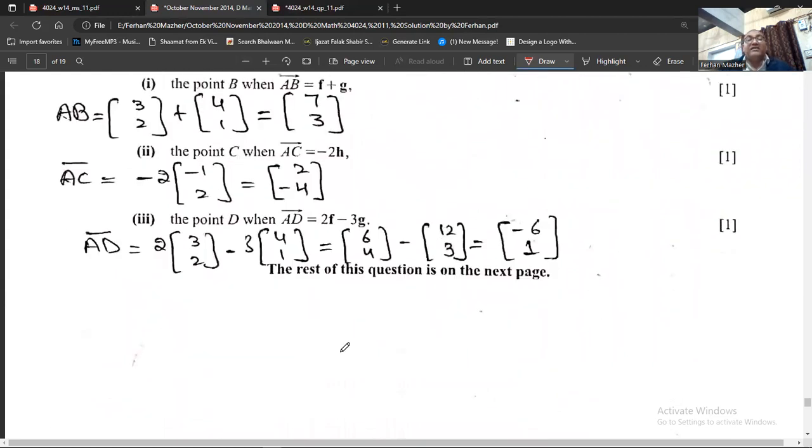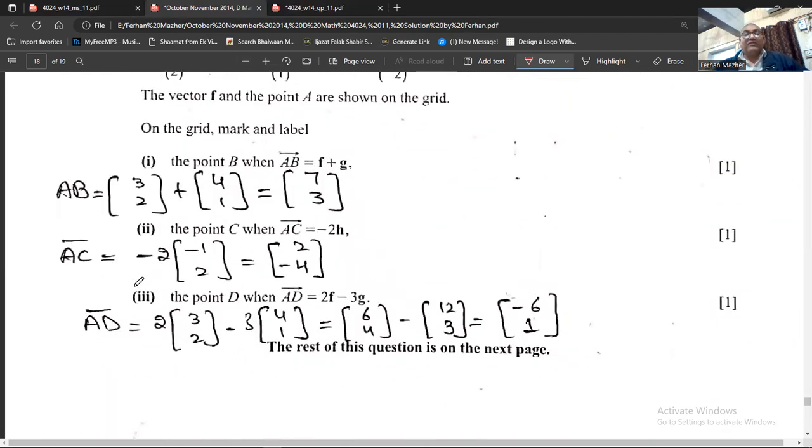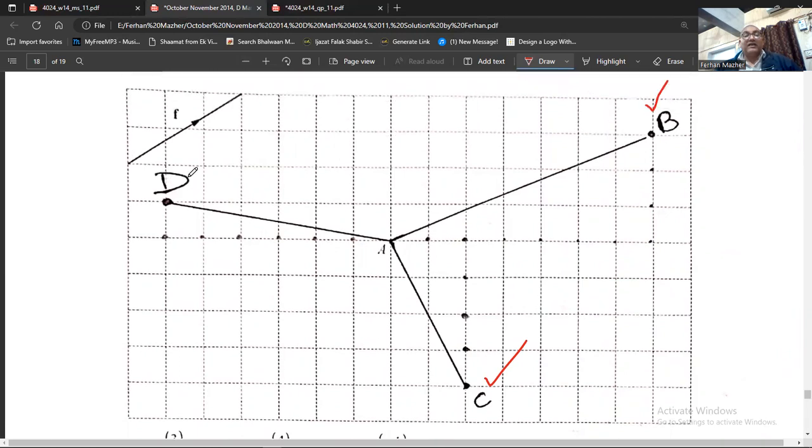Then we have the point D when AD is 2F minus 3G. So AD will be 2 into (3, 2) minus 3 into (4, 1). So it will be (6, 4) minus (12, 3). 6 minus 12, that's minus 6. 4 minus 3, that is 1. So I will plot it at (minus 6, 1): 1, 2, 3, 4, 5, 6, and plus 1, that's one step up. And this is the point D.